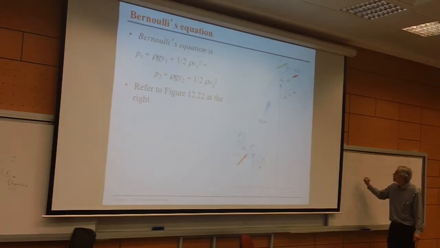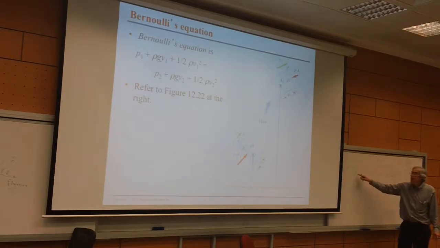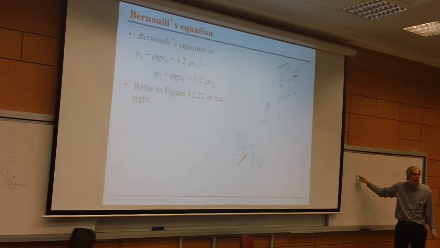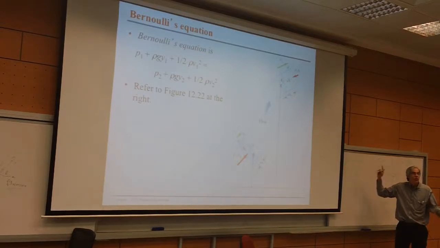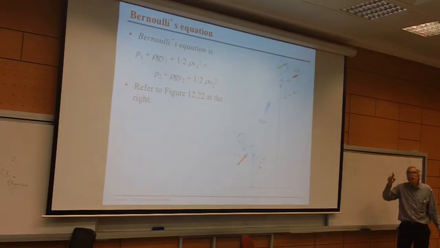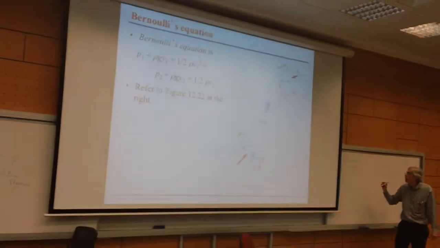Okay? So this A times ds1, I'll call dV. And notice I'm not calling it dV1. Why? The same volume is displaced all along. Right? Okay?